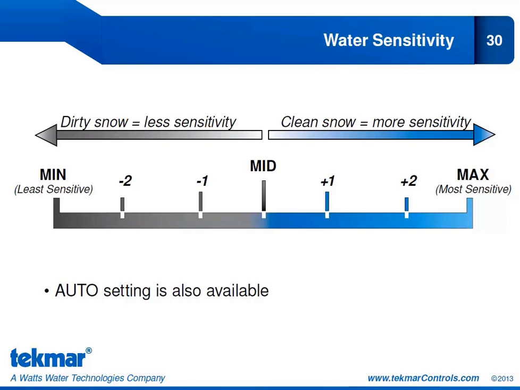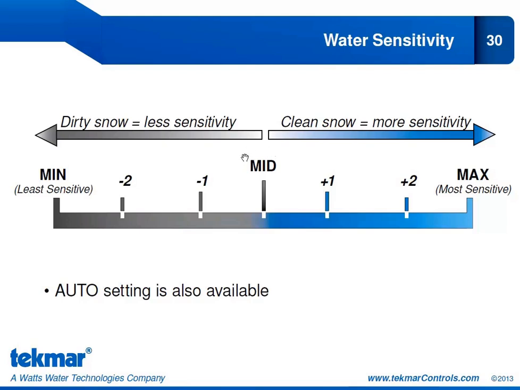So the control is constantly measuring the resistance across the rings on the surface of the sensor. And the melting snow causes a drop in this resistance. If the snow is very clean, there is a very little drop in resistance. So in this situation, you want the highest sensitivity. If the snow is very dirty, there is a very large drop in resistance. And in this situation, you want it to be set for a low sensitivity.